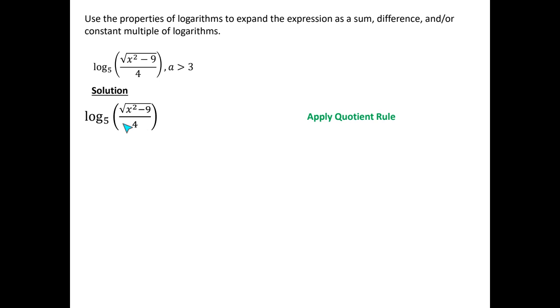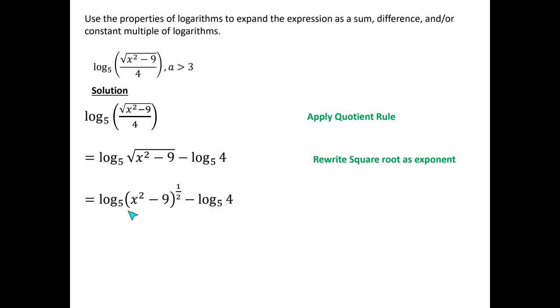So again here, notice we're dividing. We're dividing the square root of x squared minus 9 divided by 4. So for division, we use the quotient rule. And the quotient rule says we can separate with subtraction. So we have log 5 of the square root of x squared minus 9 minus log 5 of 4. Now we want to see, can we simplify any further? I see a square root. So I know that the square root, I can write it as a power. And so that's going to be log 5 of x squared minus 9 raised to the half power minus log 5 of 4.